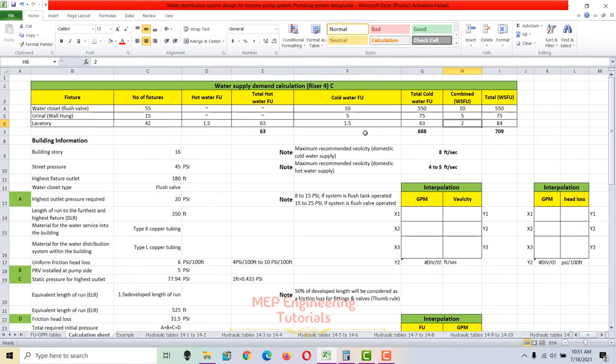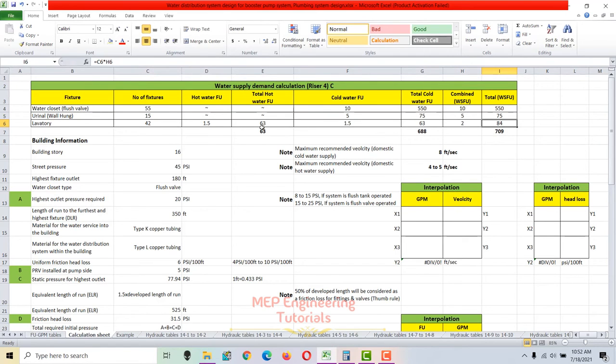So 1.5 into 42, you will get the total hot water fixture unit, that is 63, and 42 into 1.5, that is cold water fixture unit. 42 number of fixtures into each cold water fixture unit is 1.5, so total is 63 as well. And if you see the combined, we have 2, so 42 into 2, you will get 84 total fixture units.